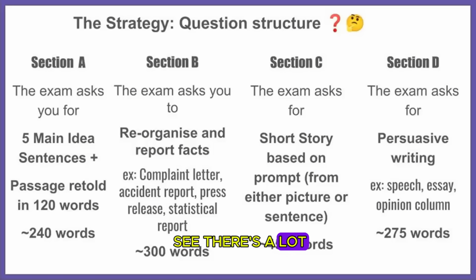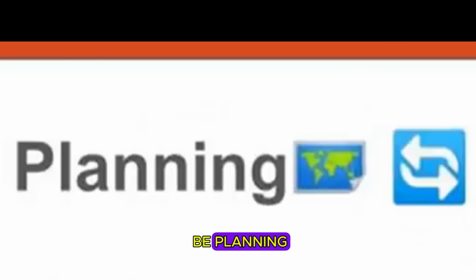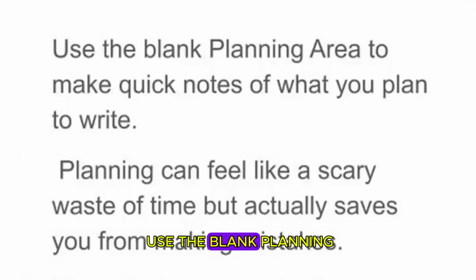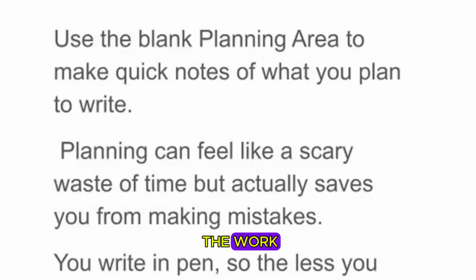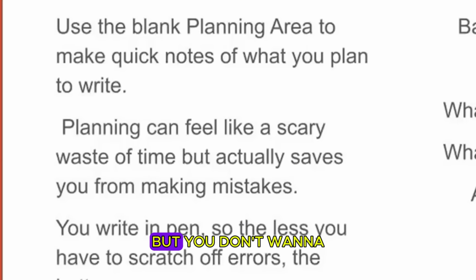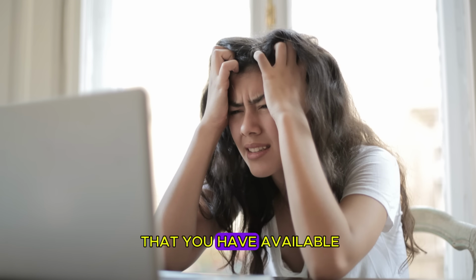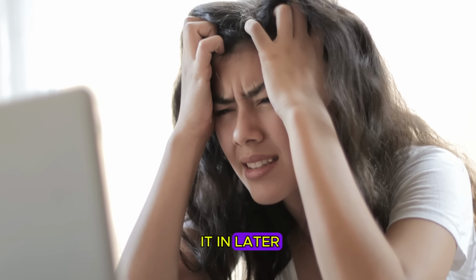Now, as you can see, there's a lot of stuff that we actually have to get through here. So the biggest part of this strategy is going to be planning. We are going to use the blank planning area in the notes, and we're going to make pretty much a note of everything before we actually write it. I know this can feel like you're doing double the work and that you're not actually getting anything that counts down on the paper, but you don't want to use up the space that you have available and then be scratching out ideas or forget some important thing and need to stick it in later.